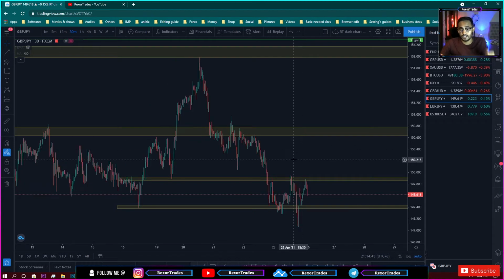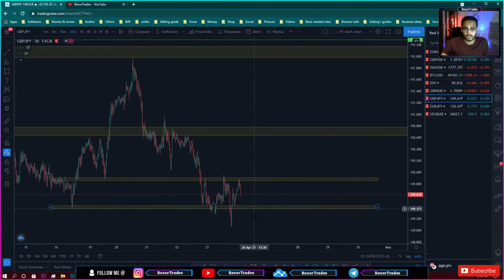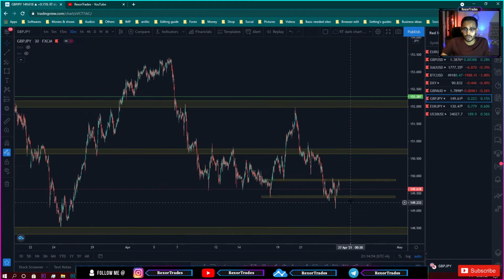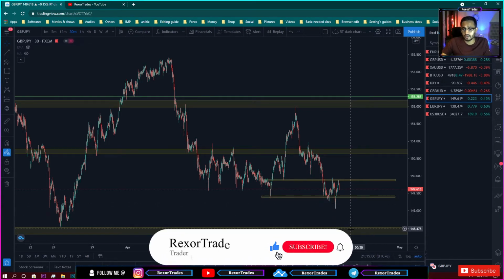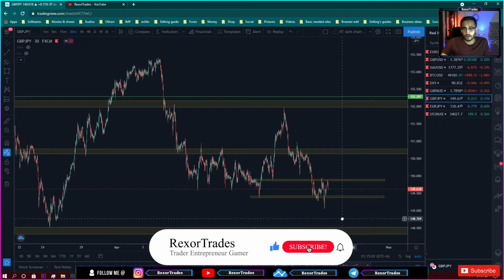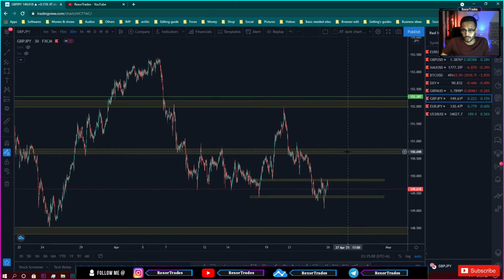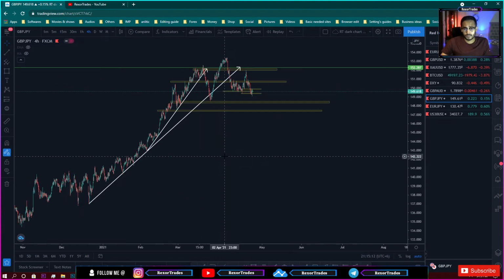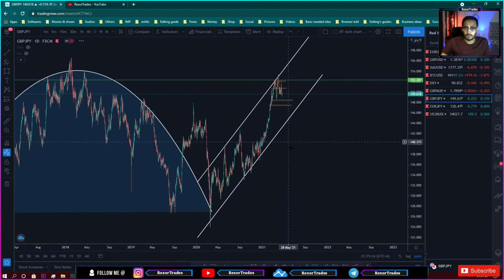So what you can do is wait to see if GBPJPY breaks and closes below this zone. That's when you can take a short entry in hopes of GBPJPY reaching towards this zone, and after taking a short entry on the break and close below this zone, you can set your TP towards this zone. Or if GBPJPY doesn't break out of here and continues moving up by breaking this zone, then you'll be looking at this zone over here. So that's my analysis on GBPJPY.